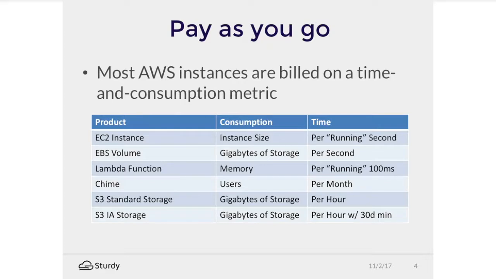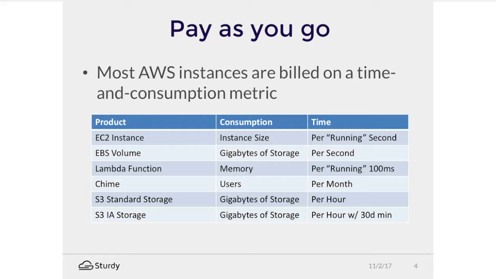So jumping right into it, let's talk about Amazon's pay-as-you-go model. As you guys know, most AWS services are consumption-based. You only pay for what you use. And specifically, they tend to have two billing metrics. There is some kind of consumption metric, and then there's some kind of time metric.